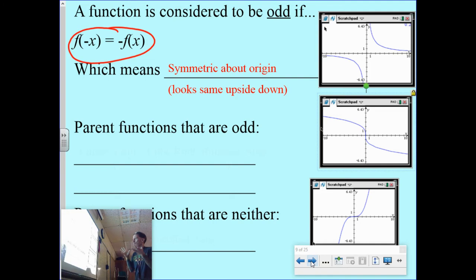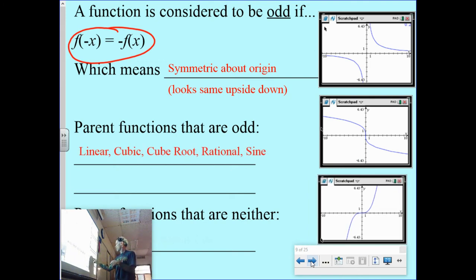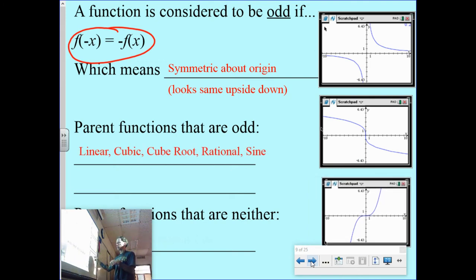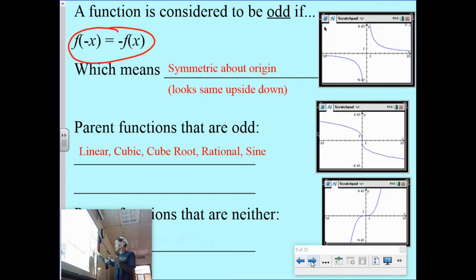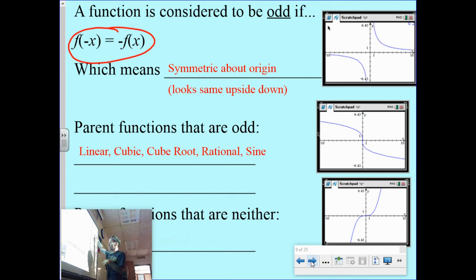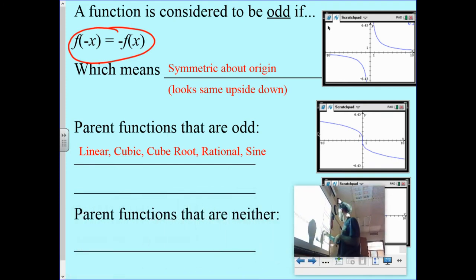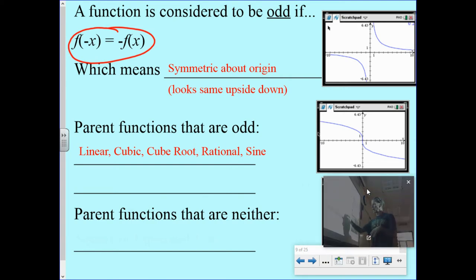And again, parent functions that are odd, there's actually quite a few of them. The cubic function is the one here at the bottom. The cube root function is in the middle, it's reflected, but still the cube root function. And the top function is the rational function. Also the linear and the sine function, those are also odd functions. Again, parent functions are odd, transformations may not be odd all the time.